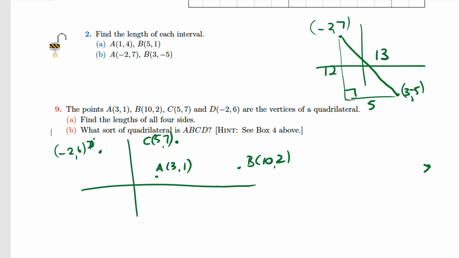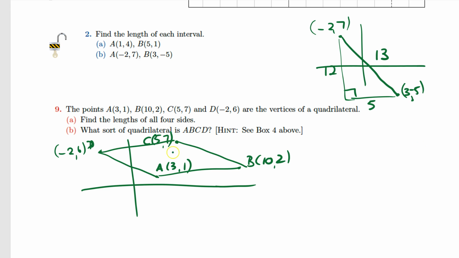So what does my quadrilateral look like? Well, vaguely like this, I guess. And then first step is find the lengths of all 4 sides. So if I do that, it's just my distance formula.